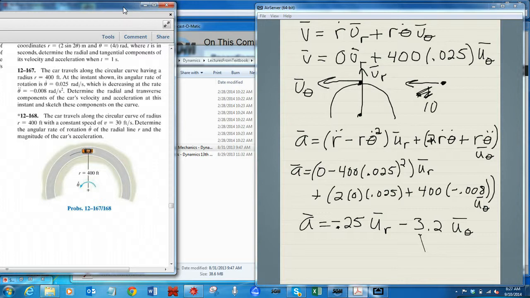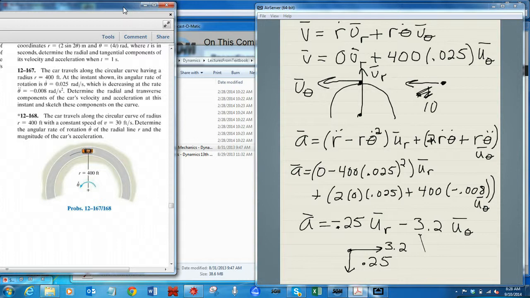So I've got the diagram right there, and they want me to sketch it. Don't redraw it. U R points up, but this is negative, so it's going to go down: 0.25 down. The U theta thing is left, but it's negative, so which way does it go? To the right: negative 3.2, to the right.